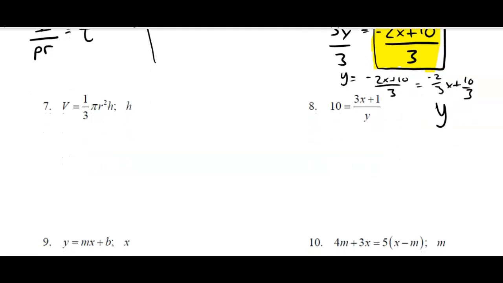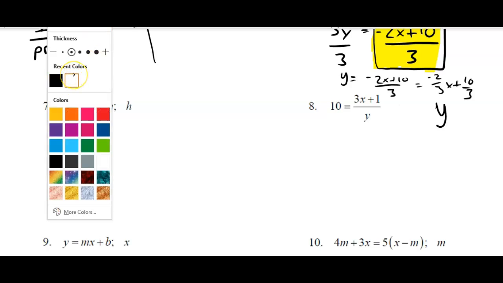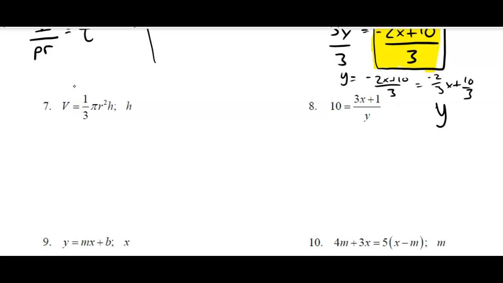This is the one that I referenced in your notes. There are 2 ways to do this one. I've got to get h by itself, so I can divide by pi r squared first and then multiply by 3, or I can do it the other way around. Pardon me here for a second. I'm going to erase this here. Let me just get rid of that.